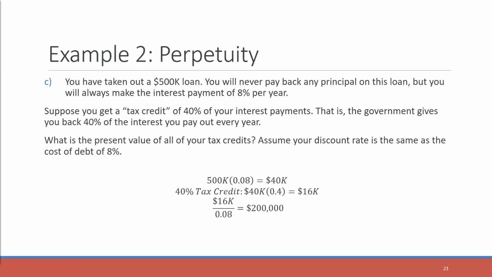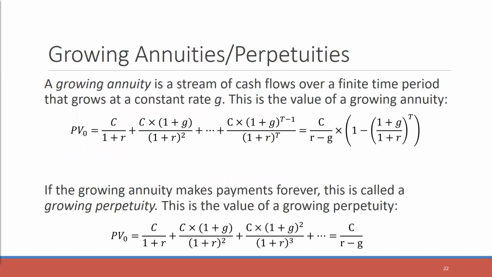So now we know that every single year the government gives us back 16,000, and that's based on the 40% tax credit for our 8% interest on our $500,000 loan. Our next question is, how do we value that? In order to value that, we take our 16K, that's our annual tax credit, and we treat it as a perpetuity because we'll do this every single year. 16K divided by 0.08 yields 200,000, 200K.